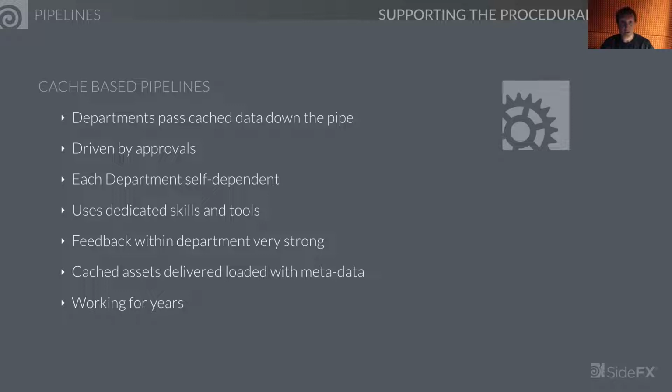So the big problem that we have is cache-based pipelines. It's also a pro and a con, as we'll take a look at in a bit. Departments pass cache data down the pipe, and it's always driven by approvals. Departments try to be self-dependent because they're basically in survival mode, so their form of communication with other departments is cached data and a ton of metadata. And within these departments, they'll use dedicated skills and tools working around the very specific tasks that they're trying to do.